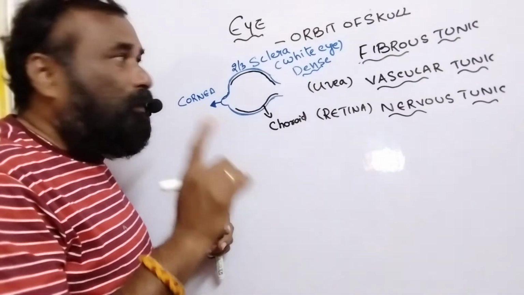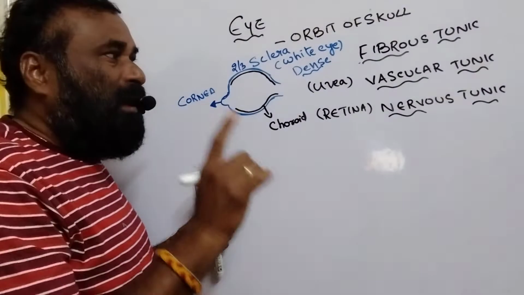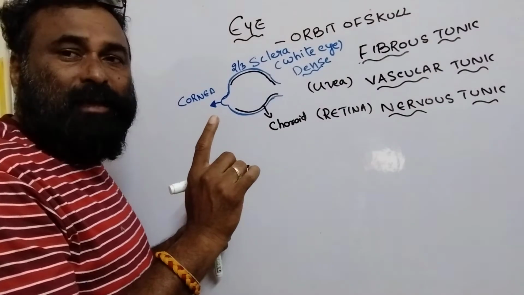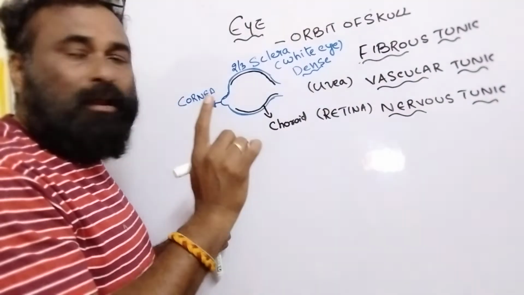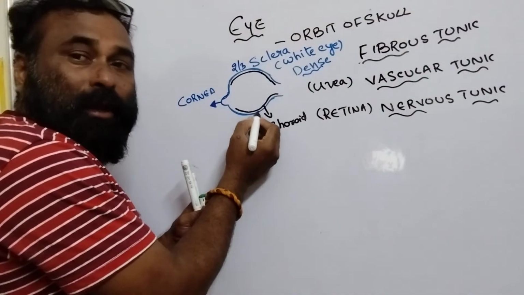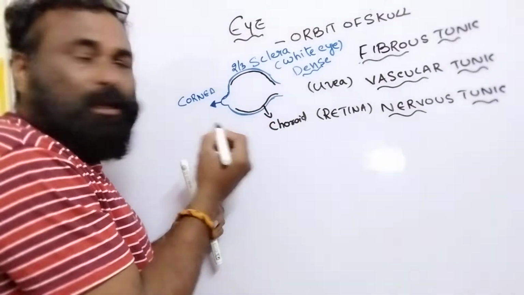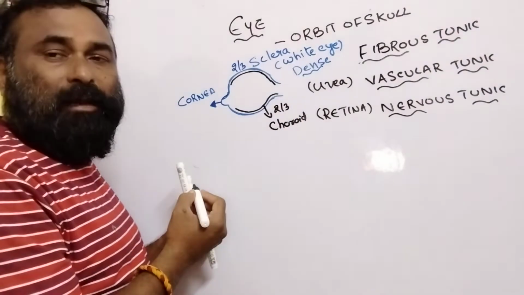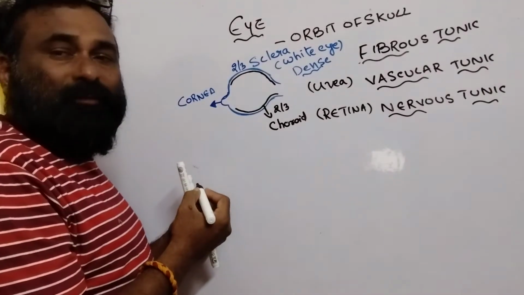A question will come like this: choroid is the part of A, fibrous tunic, B, vascular tunic, C, nervous tunic. The answer is: choroid is part of the vascular tunic. It is located beneath the fibrous tunic and occupies the 2/3 posterior portion of the vascular tunic.